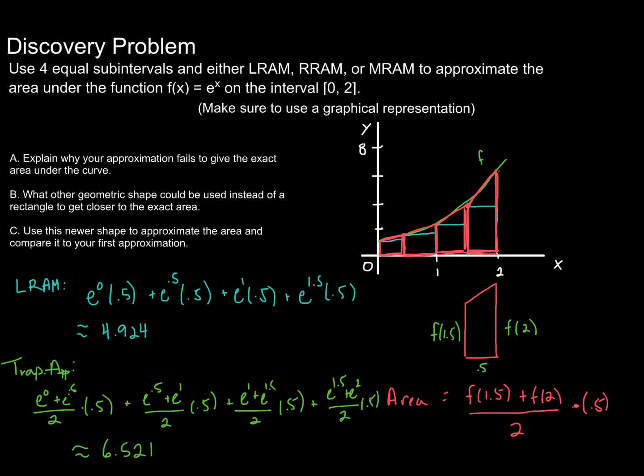And we get a value of approximately 6.521, which we can see is different than the left endpoint rectangular approximation. And this trapezoidal approximation, as we can see, is a good bit more accurate. So 6.521 is going to be a lot closer to the true area underneath the curve of e to the x on the interval from 0 to 2. Let's go ahead and formalize our trapezoidal approximation method.